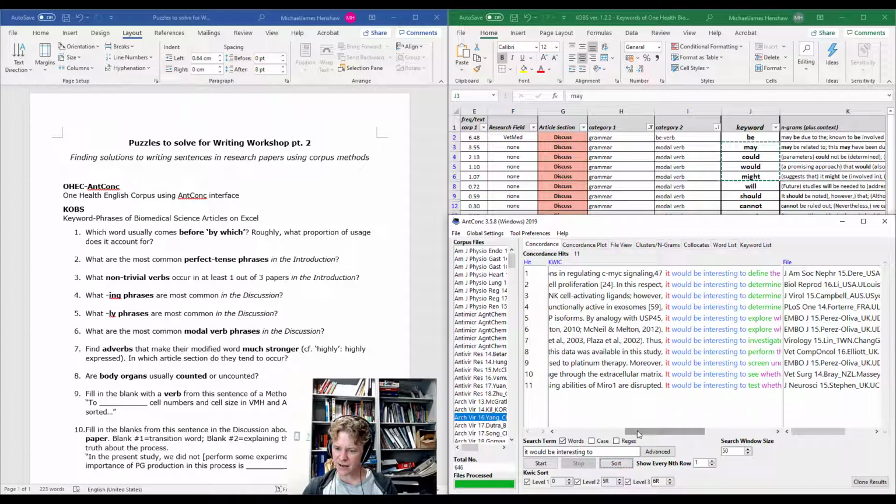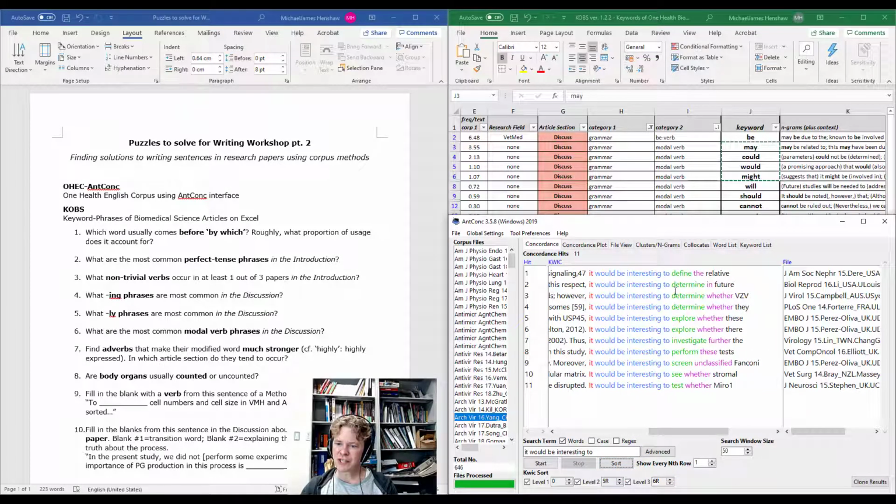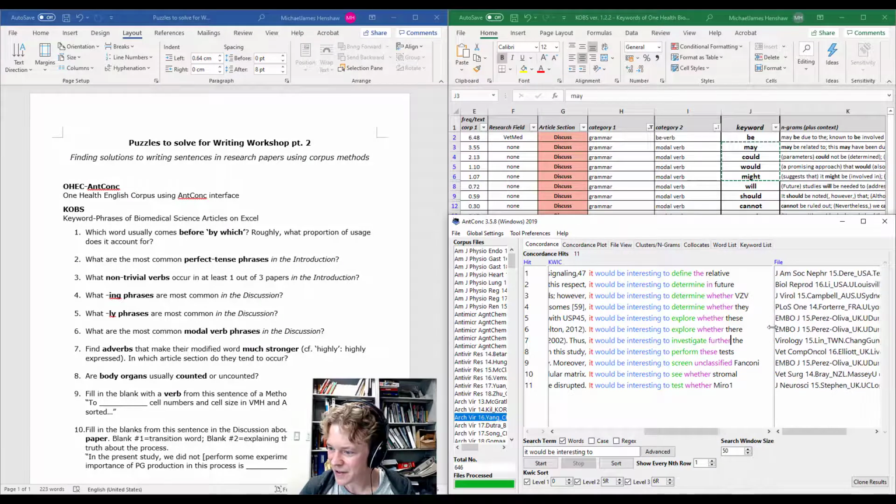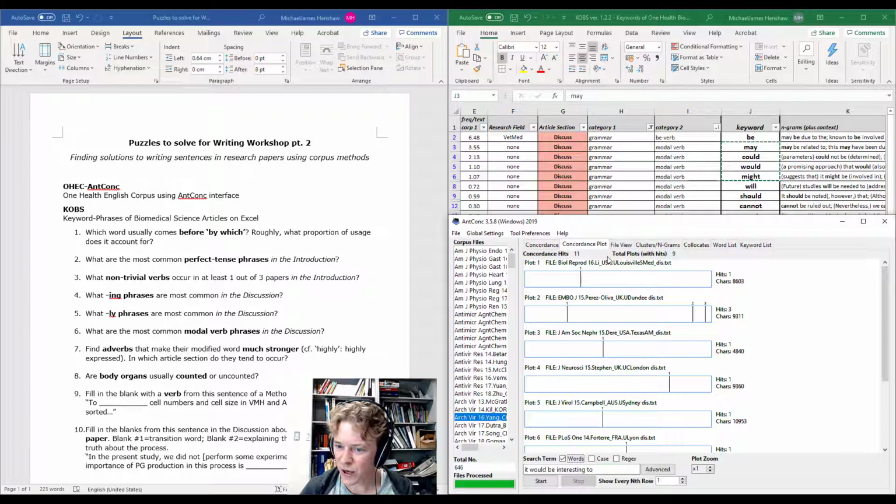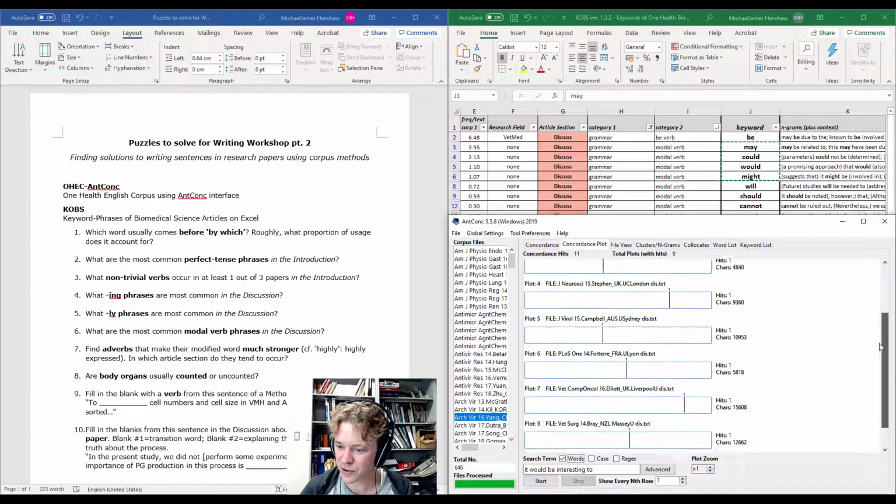Let's resort that. It would be interesting to determine whether. What a nice phrase. Used by 2 different people, one from Austria, one from France. But this whether is very common. Explore whether, see whether, test whether. This is a winning phrase. I like finding phrases like this. Pretty good range too. It's used by 9 different authors.